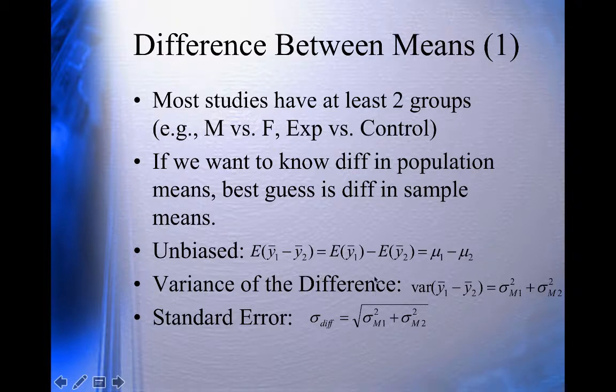The variance of the difference between the two means, the variance of y bar 1 minus y bar 2, turns out to be equal to the sum of two variances. This is the variance of the mean for the first group.